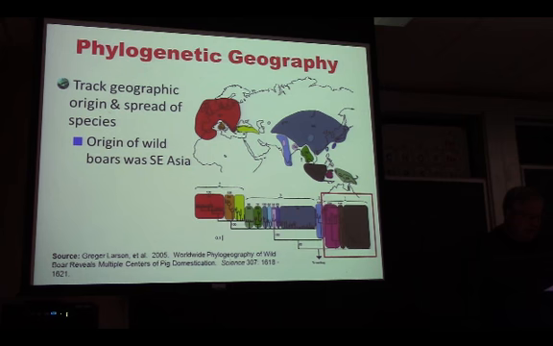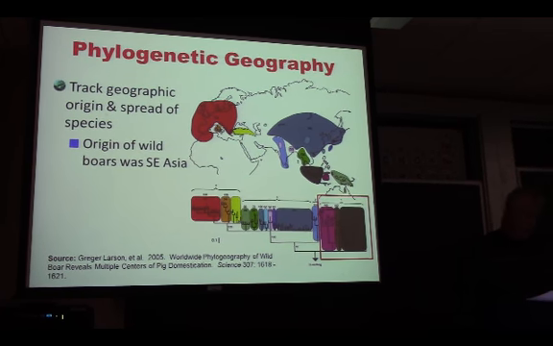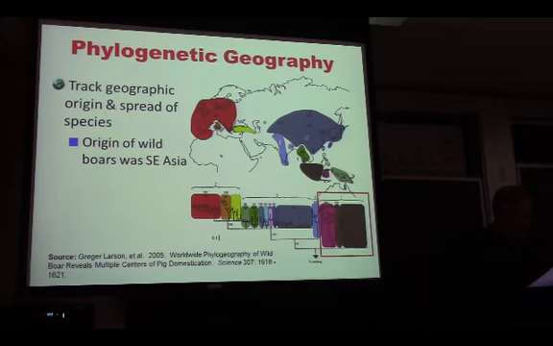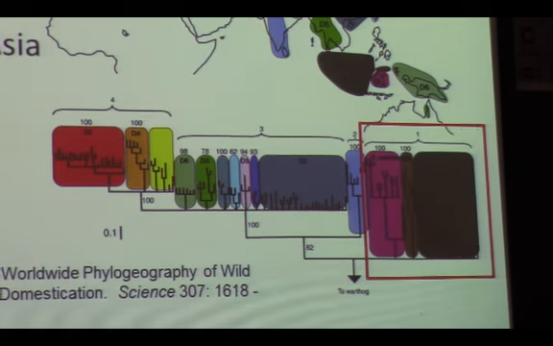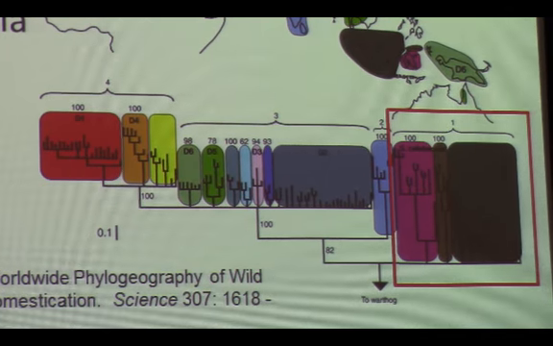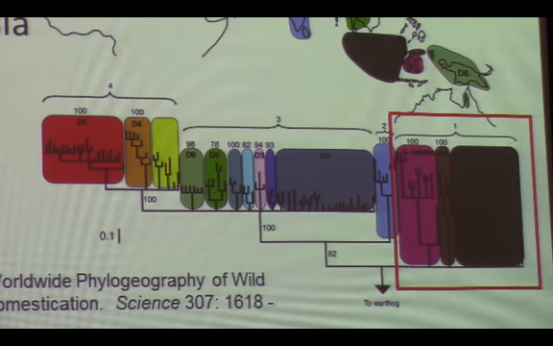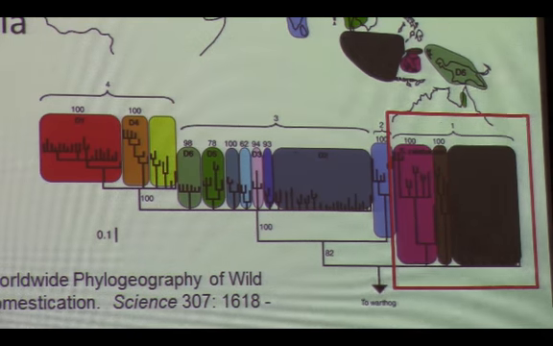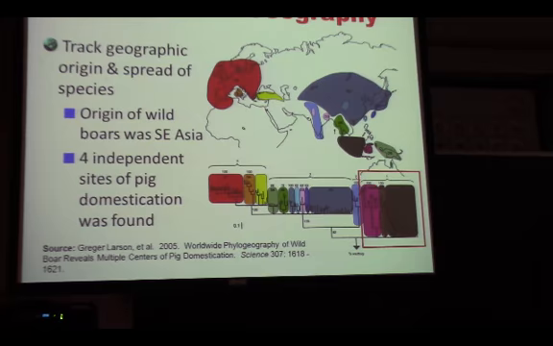The study revealed that the origin of wild boars was Southeast Asia, as indicated by the red square there. The study also revealed that after the populations dispersed across Eurasia, it led to multiple centers of pig domestication across Europe and Asia.